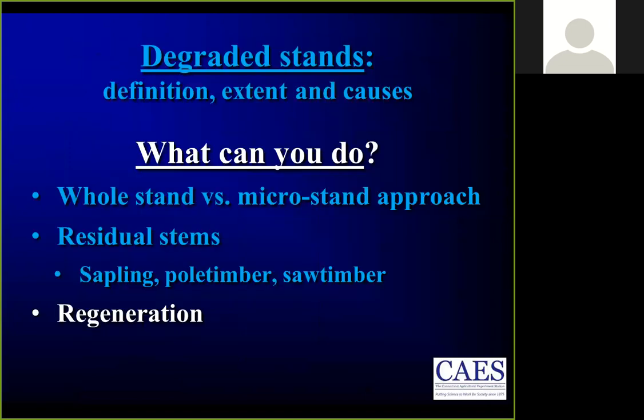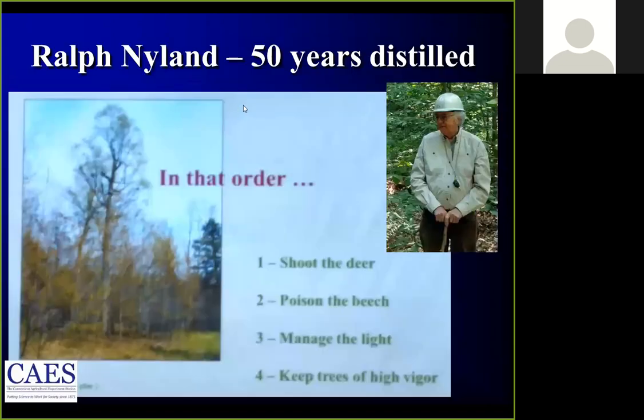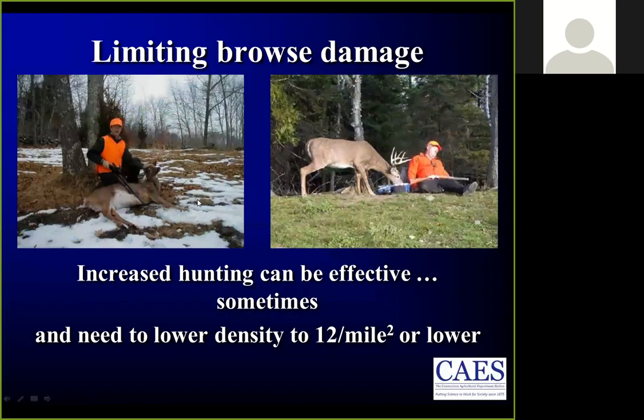So let's look at regeneration and try to keep this on schedule. I really want to give a lot of credit to Ralph Nyland. I took a screenshot of his slide because I wanted to use his words, and I like the way he puts it. What you need to do to get regeneration? You've got to shoot the deer, poison the beech, manage the light, and keep trees at high vigor. And I think I agree with that 100%.